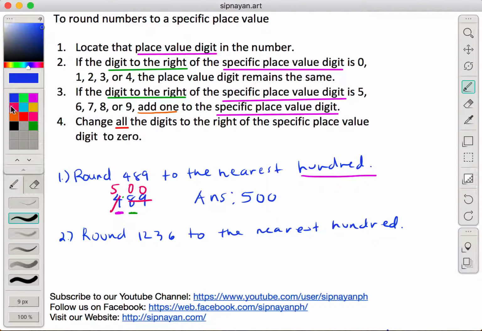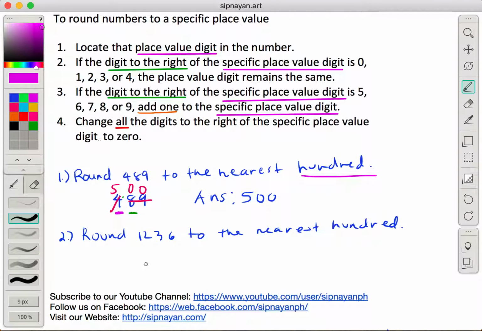No? Now, of course, the rules apply to every place value. No? Pwedeng rounding to the nearest hundreds, thousands, 10,000s, millions, billions, trillions. No? Pareho lang naman yung rule because you have to locate the place value digit. No? So second example, we have 1, 2, 3, 6, round 1,436 to the nearest hundreds.